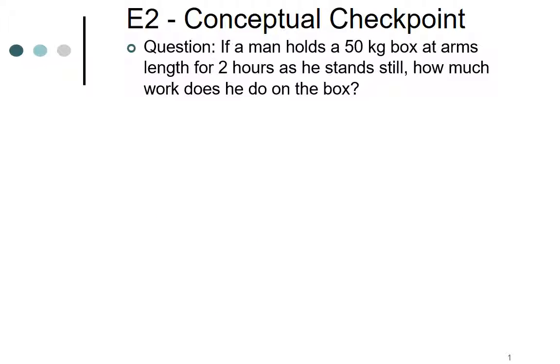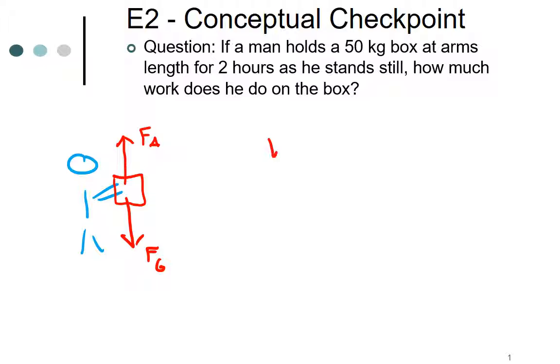Okay, so the next one, a man holds the 50 kilogram box at arm's length for 2 hours as he stands still. How much work does he do on the box? So if we think about that, holding the box here, we've got the force applied up, force of gravity down, and we're evaluating the work that's done.